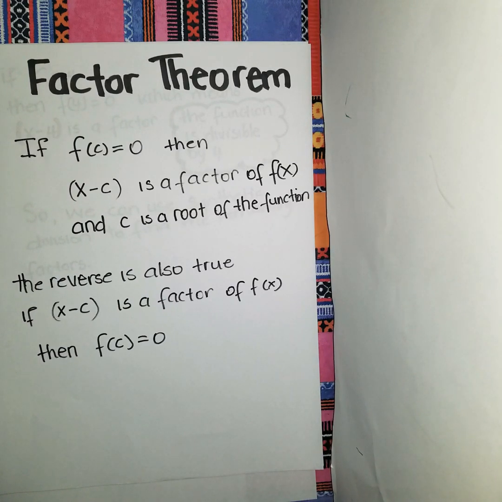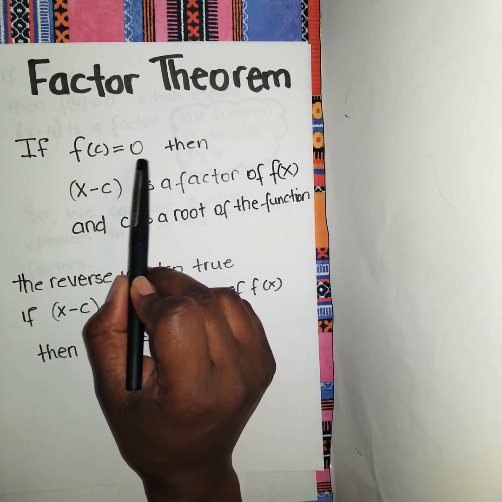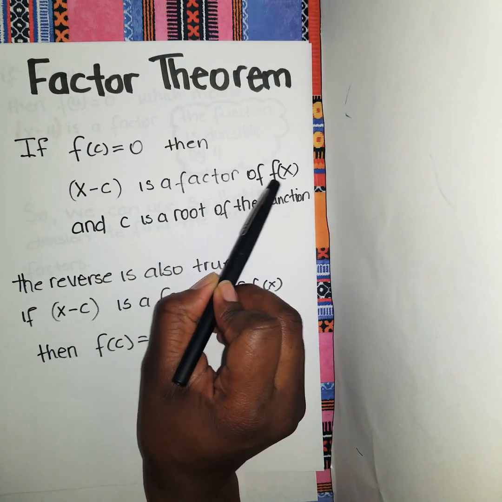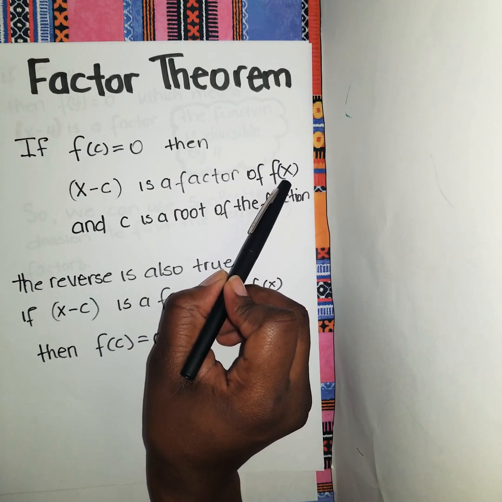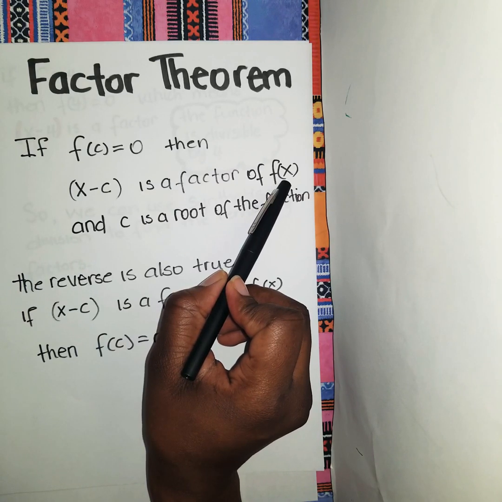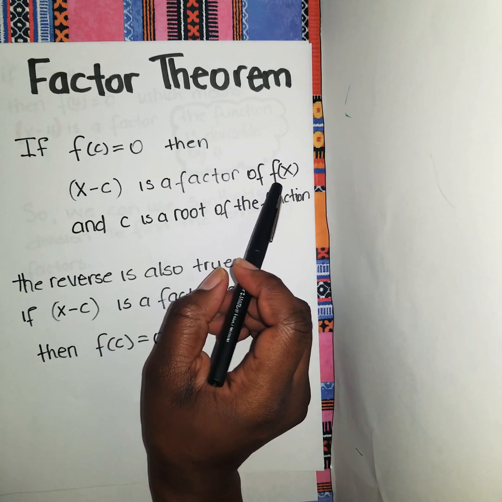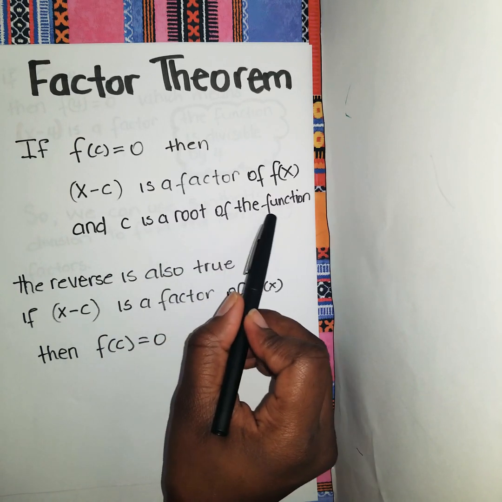There are some basic ideas you need to understand about factor theorem. The first one is: if f of c equals 0, then x minus c is a factor of f of x. And f of x here is the function, and that function is x squared minus 2x plus 3, or x cubed minus x squared minus 2x plus 6, or something of that sort. So that's your function, and c is the root of the function.